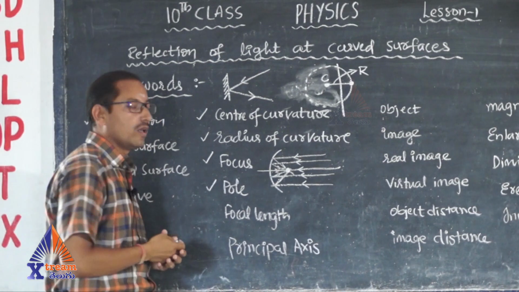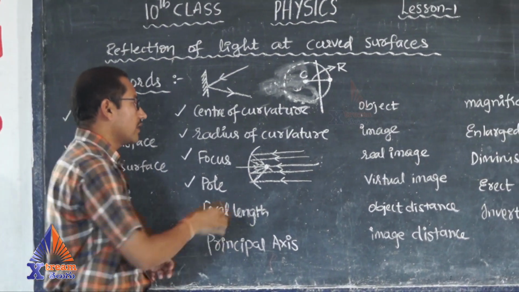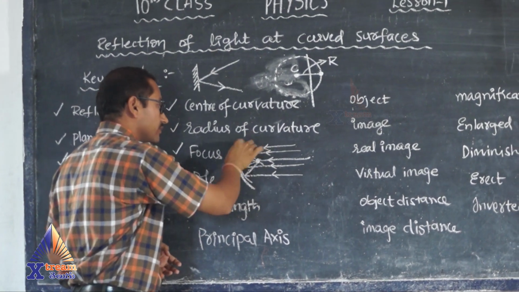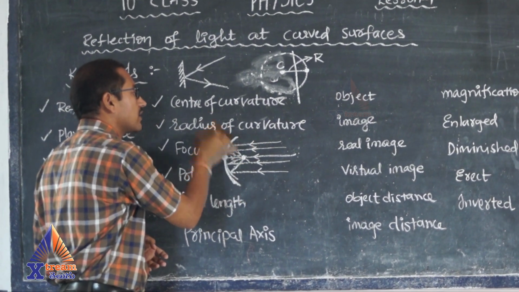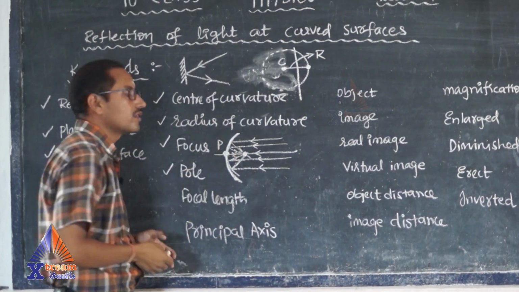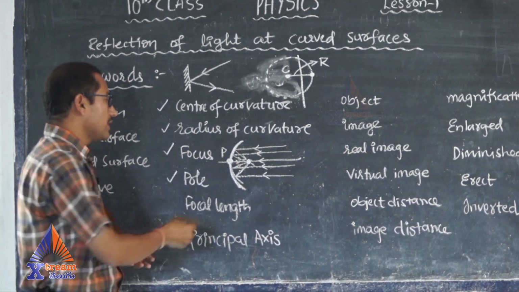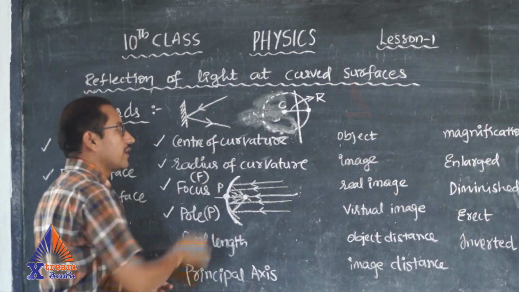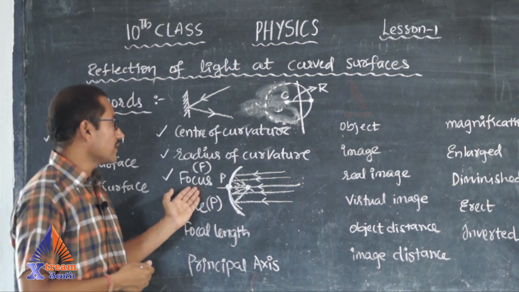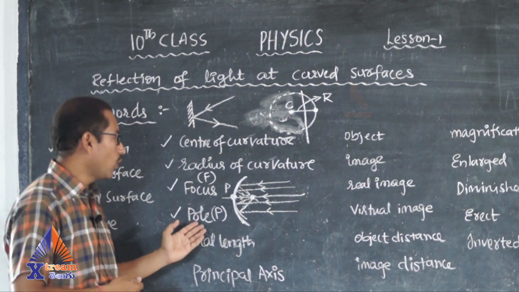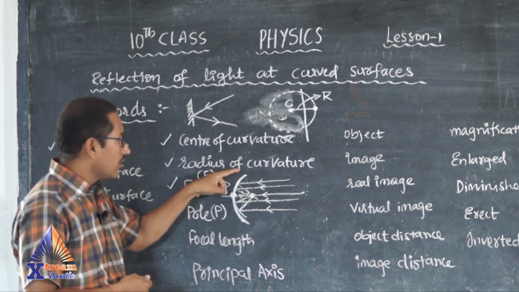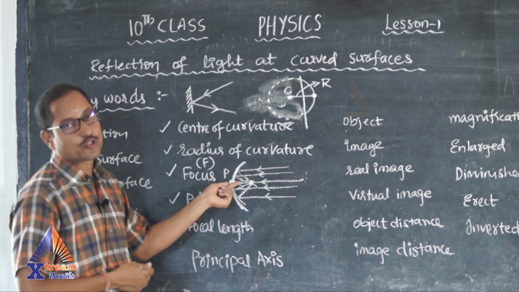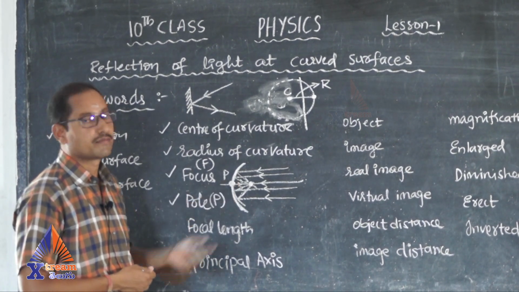Next, pole. Pole is nothing but the optical center of a curved surface. The optical center of a curved surface is called the pole. Pole is represented by P and focus is represented by F. Pole is nothing but, for the curved surface, the exact geometric center or optical center.